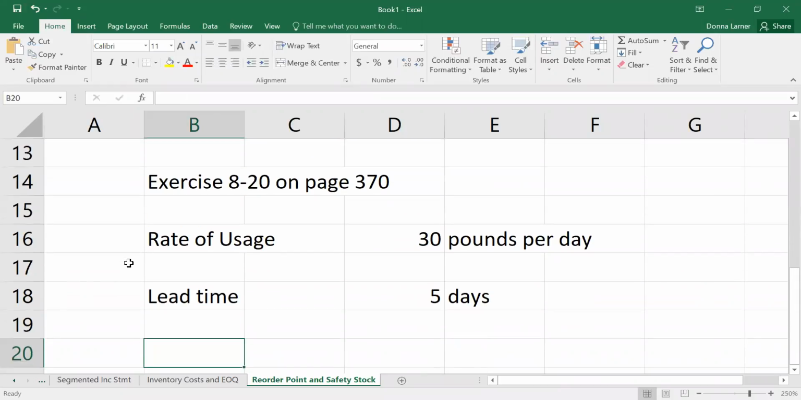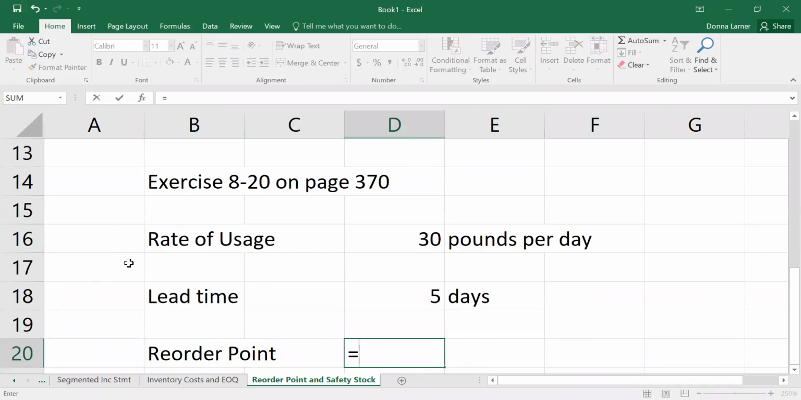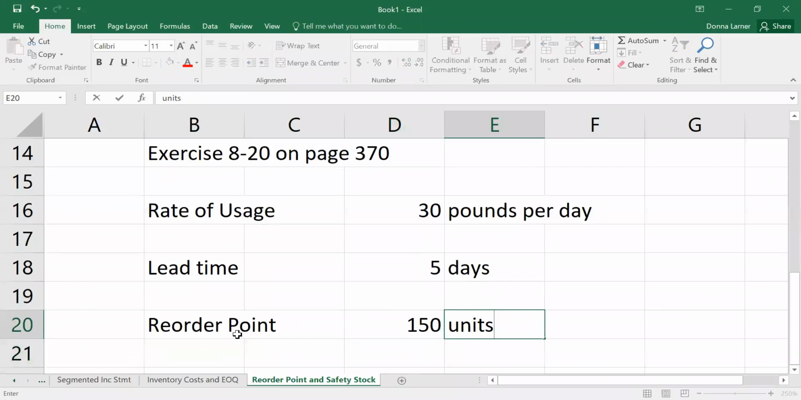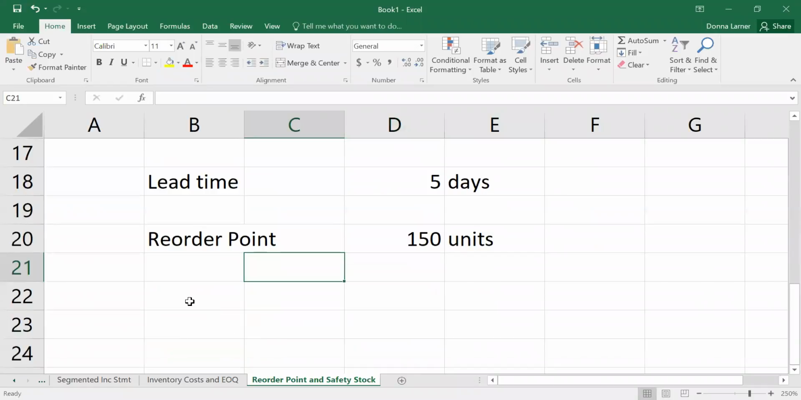We don't want to run out, and we're going to use 30 a day. So the reorder point says when you get to 150 units, you need to be reordering, because that's going to be just enough to get you by the 5 days that you have to wait for the order to come in. So when inventory gets to 150 units, that's when to reorder.